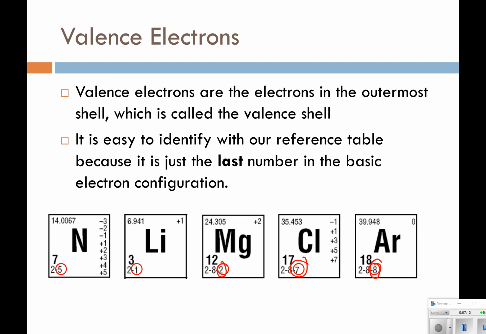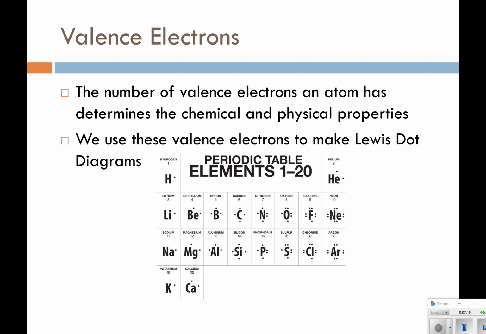So that's what we call a valence shell, which contains our valence electrons, and that's going to be important for our Lewis dot diagrams. Now, the number of valence electrons that a particular atom has helps determine its chemical and physical properties, because this is the part that takes place in bonding and interacting with other atoms. We'll use these valence electrons to make the Lewis dot diagrams. That's an indicator of how many electrons are available for bonding or interacting with other atoms.